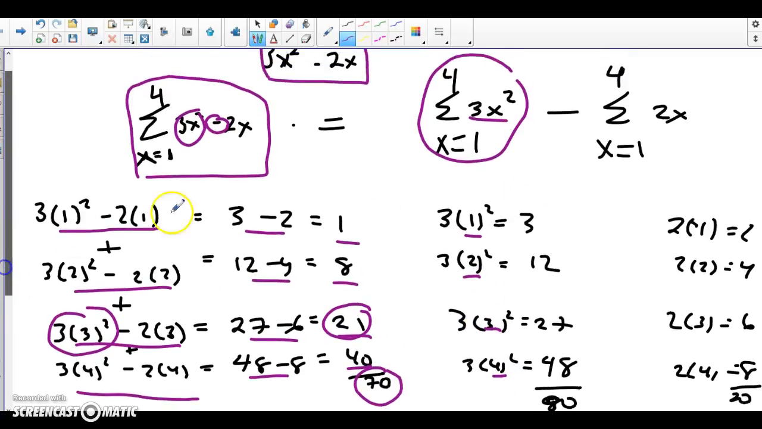And then separately, I do the same thing over here with 2x, and I sub in 1, 2, 3, and 4. And for each of these, I'm not going to subtract them individually. What I'm going to do is get the total, and I get 90. And for the other, I get the total of 20, and I subtract the 2, and I get 70. Okay, and that shows how that works. Okay, hopefully that makes sense.